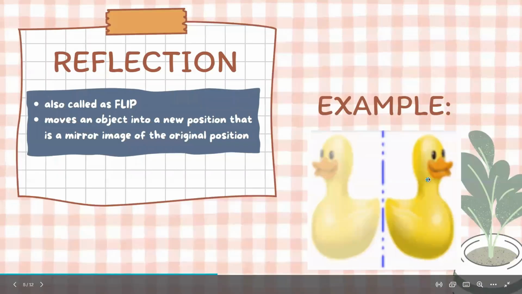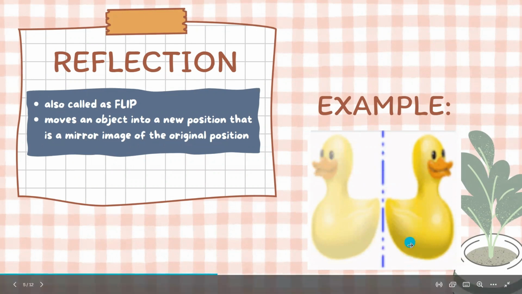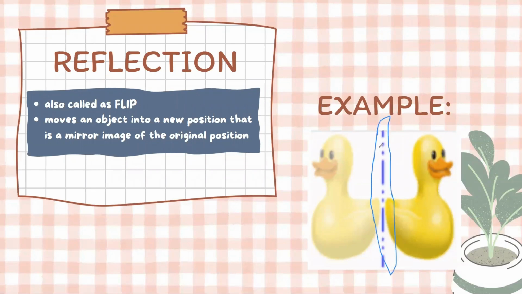Next will be the reflection. It is also called flip. It moves an object into a new position that is a mirror image of the original position. The best example for this is the mirror. Reflection itself is all about what you see. The mirror line is called the axis of reflection. Here, this one is the mirror line, also called the axis of reflection.